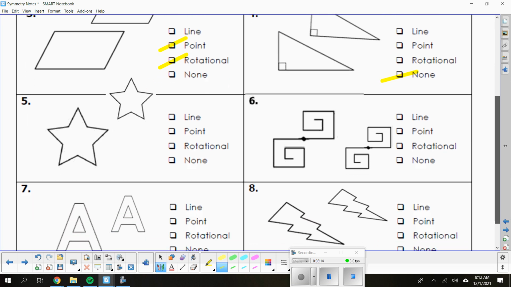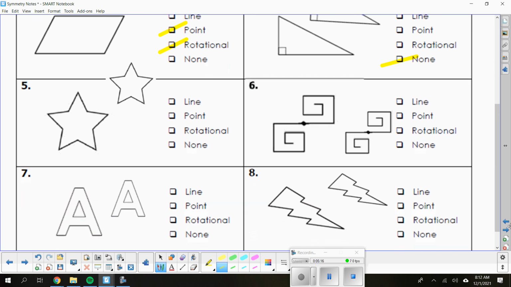On 5, your star, we can draw lots of line symmetries in a star. We can do vertical. That's just one example. So we would say yes to line. If I take a point and rotate it, it doesn't look the same. I have 2 points instead of 1 point. So not point symmetry. At any point as I'm rotating, does it look the same? Right there. So this is another example of having rotational but not point symmetry.